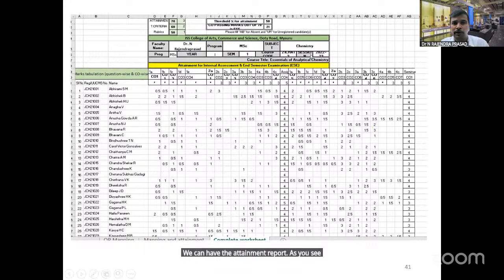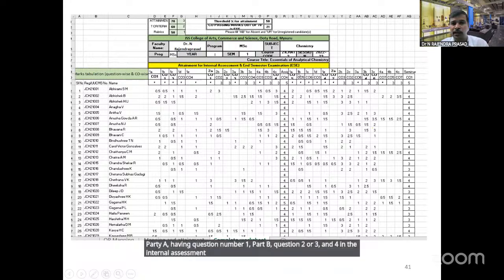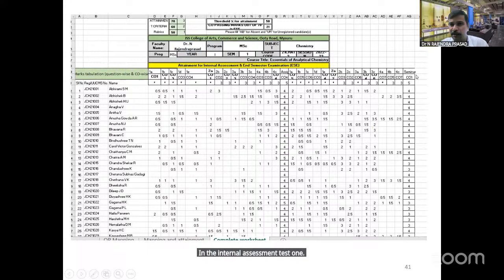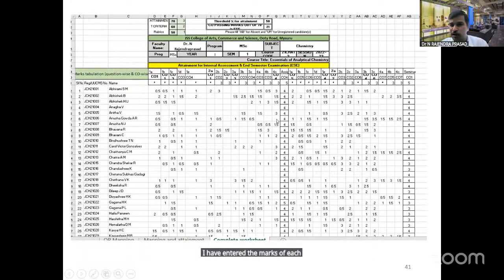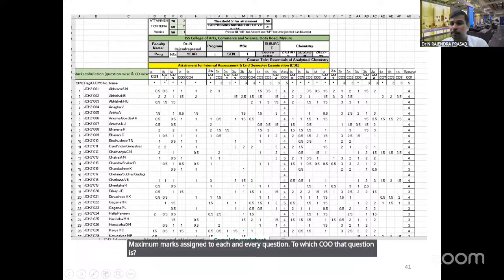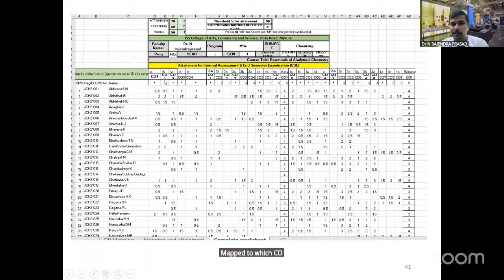You see here, for my particular course, part A has question number 1, part B has questions 2, 3, and 4, in the internal assessment test 1 and test 2. In IA component 1, assignment was also considered. In IA component 2, seminar was also considered. I have entered the marks of each and every student question-wise. Here, what is the maximum marks assigned to each and every question, and to which CO that question is mapped, to which CO that question is relevant. You can see from this table.